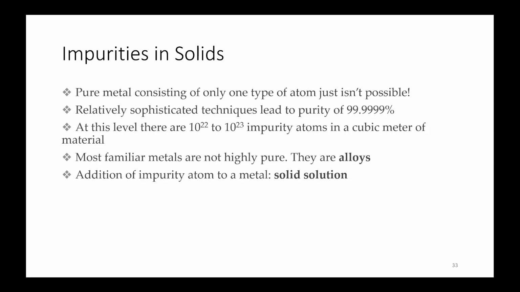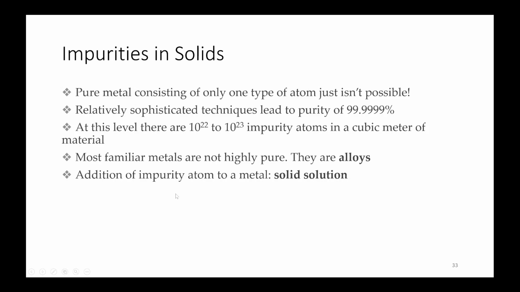Impurities in solids. So pure metals consisting of only one type of atom isn't possible. So there are very sophisticated techniques that are used to even get purity level of 99.999%. So at this level there are still 10^22 to 10^23 impurity atoms in a cubic meter of material. So most metals are not highly pure and they are known as alloys.